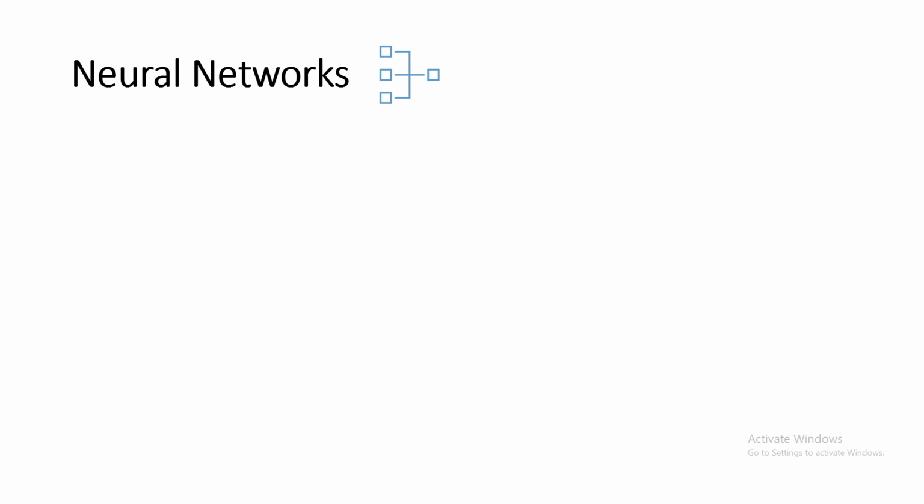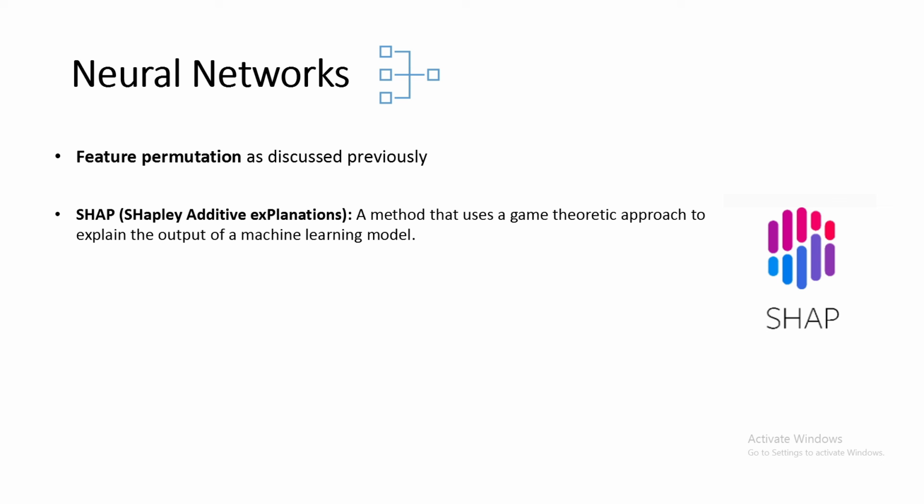Lastly, let's take a look at neural networks. For neural networks, we can use feature permutation as discussed previously. We can also look at something called SHAP, which is a method that uses a game theoretic approach to explain the output of a machine learning model.